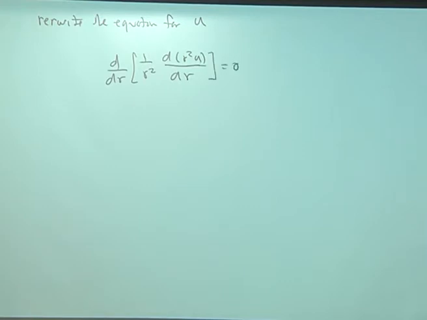So you can rewrite the equation for u like this. So it actually looks like d by dr equals 0. That's another way of just rewriting that equation. The reason that's nice is that it's obviously clear how to solve that differential equation, by integrating that once.